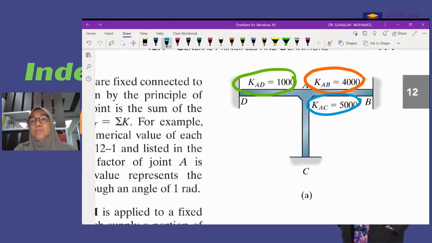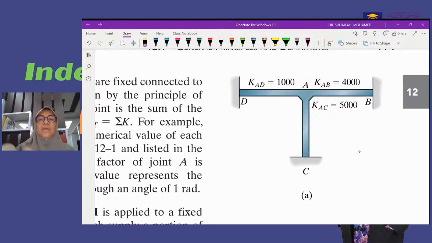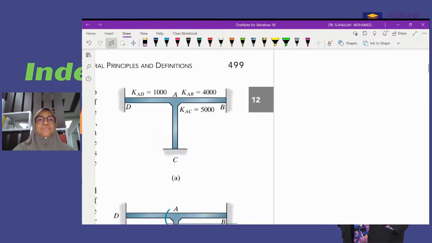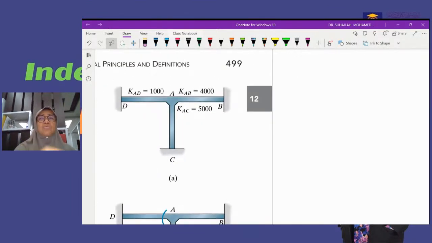If you want to calculate the distribution factor, we must understand that we identify it at each end, not only at joint A. So if we draw the free body diagram for this frame, for example, we will resolve it into three elements, like this.